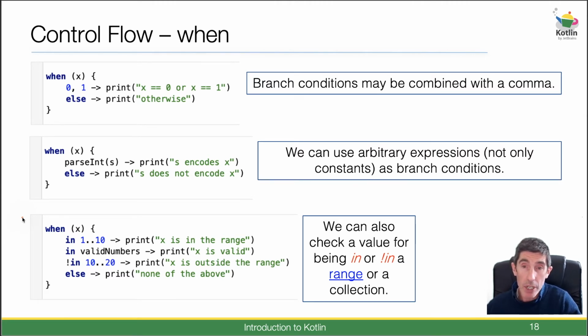Or you can do the opposite there. You can say if it's not in or not between, in this example 10 to 20, then it'll print that x is outside the range. Finally there, if it's none of the above, we get our little else clause, else print none of the above. So again, very neat, very concise. And if you try and compare that to how you would have had to do that using switch statements and using if statements, it would probably take a good few more lines of code.